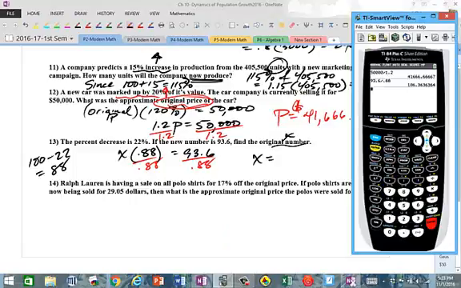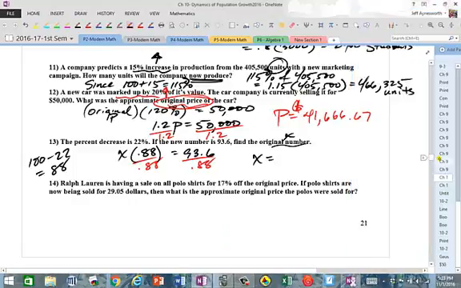It should be bigger, right? Because if it decreases to 93.6, the original number better be bigger. And in this case, what am I saying? Oh, I made a mistake. Oh, boy. That's not 88. It's been a long day. It's 78. Sorry, guys. What am I doing? Let me fix this.